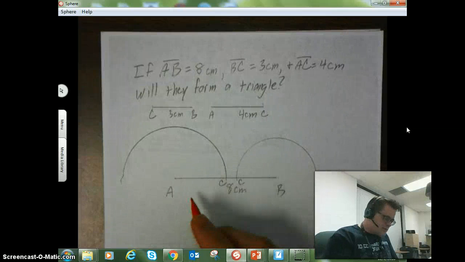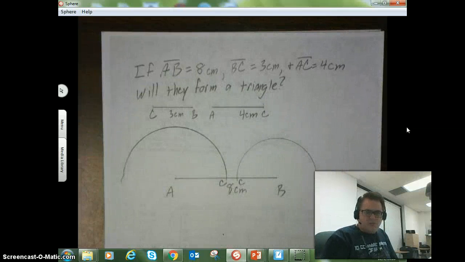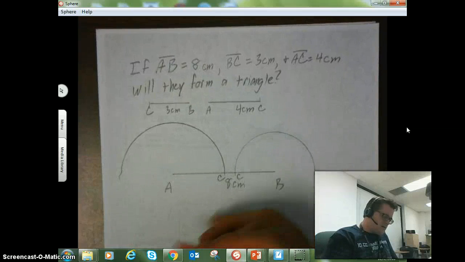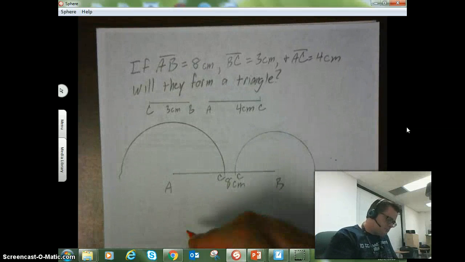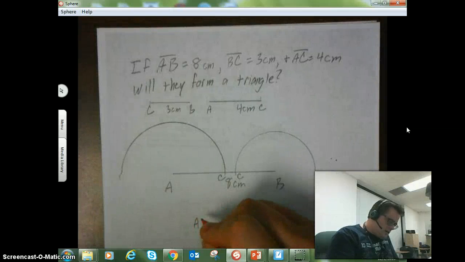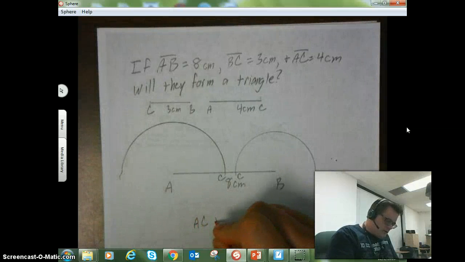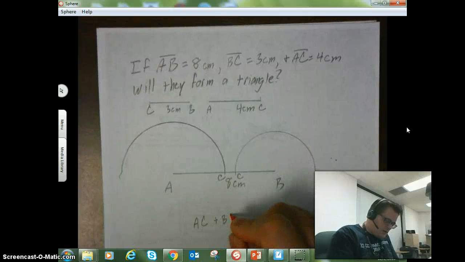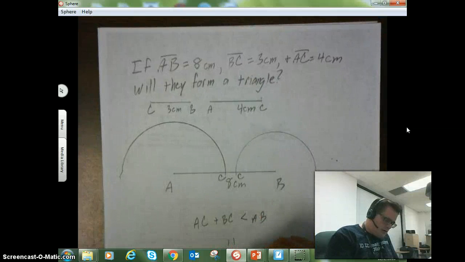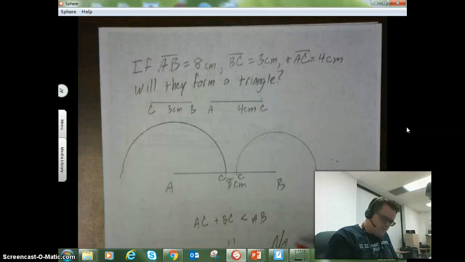the two segments AC and BC don't actually come in contact with each other, so they don't create a triangle. So what that means is that in this case, because AC plus BC is less than AB, there's no triangle.